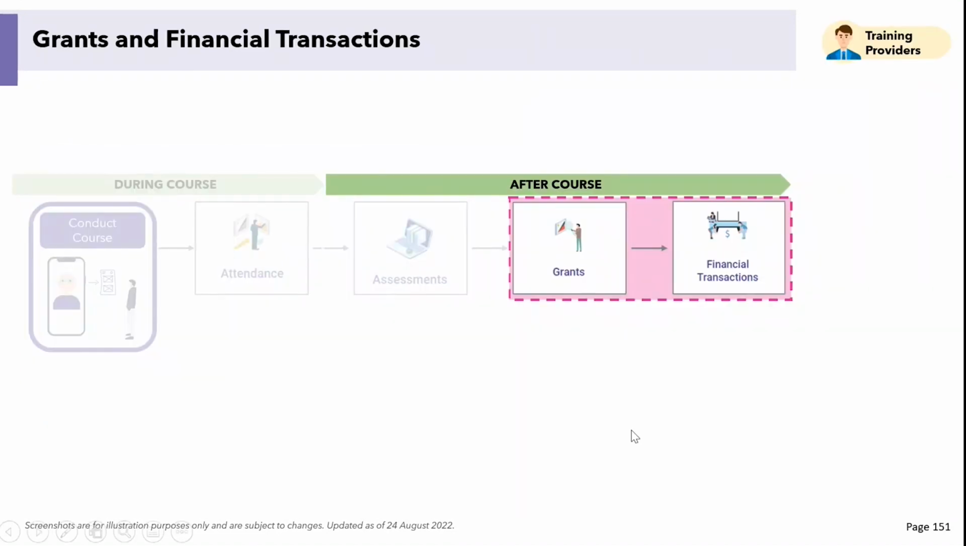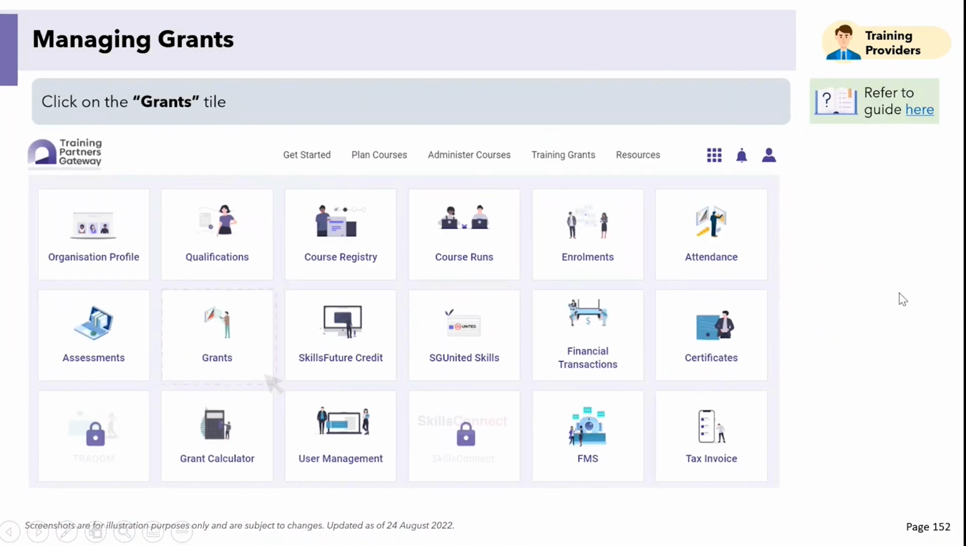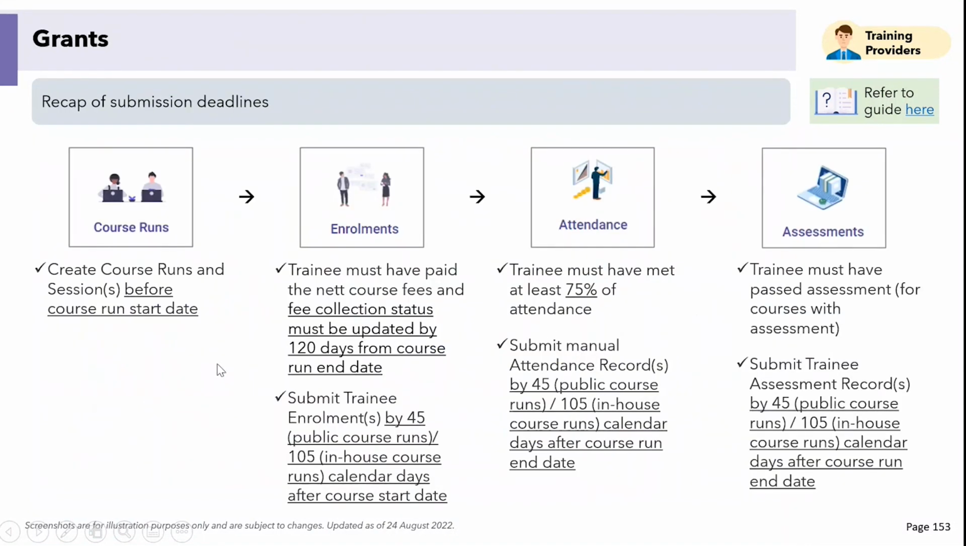Okay, so now, assuming that the grant has passed through the pre-disbursement check, let's go through these two tiles, grants and financial transactions, to see what the TPs can actually manage in them. Before that, I just wanted to share a recap of the submission deadlines again, and what they should be looking at when they go to the grants tile.